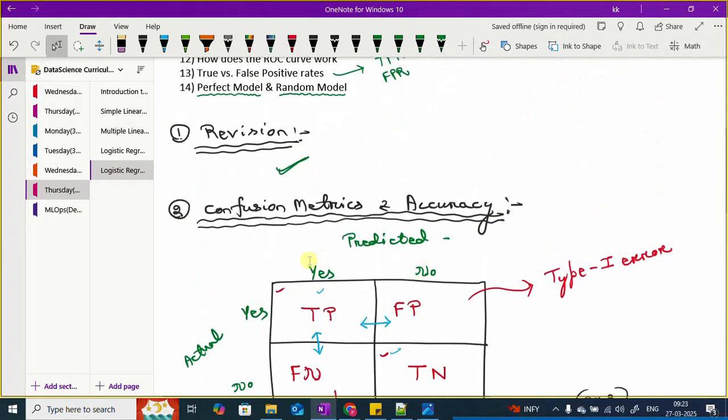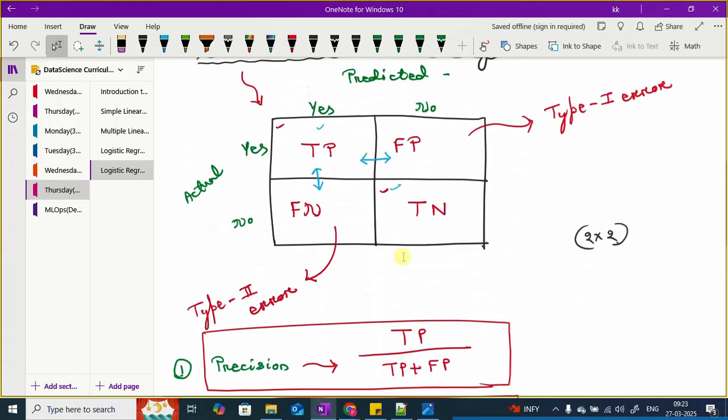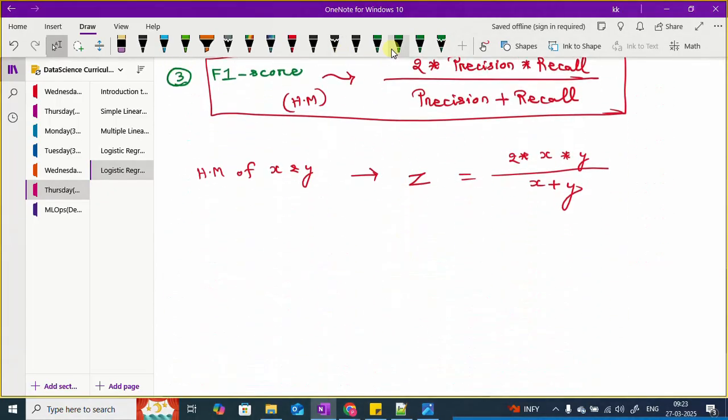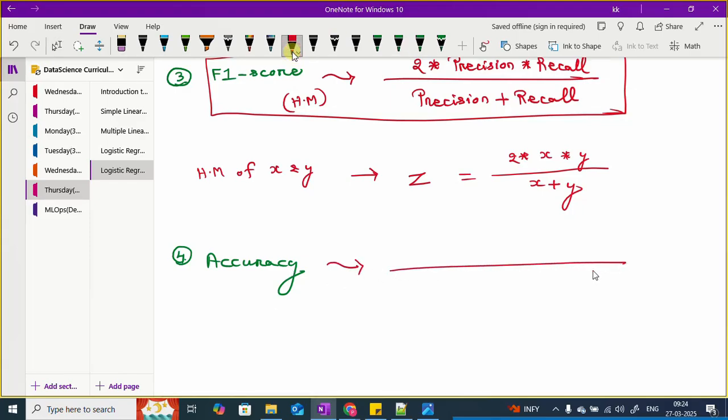This is nothing but my confusion matrix. Confusion matrix means this 2 cross 2 matrix is called a confusion matrix. Now there is another term called accuracy. Sir, could you please tell me what is accuracy? Yes, the time has come. Now the fourth important parameter is accuracy. So according to accuracy, what is it telling? Guys, what do you mean by accuracy?